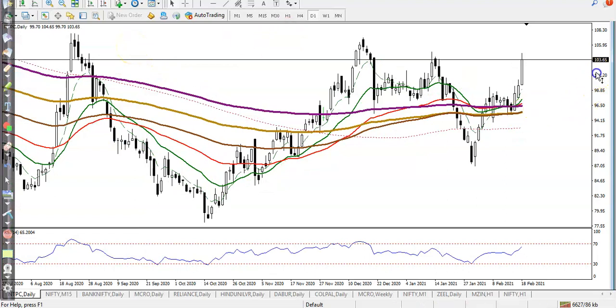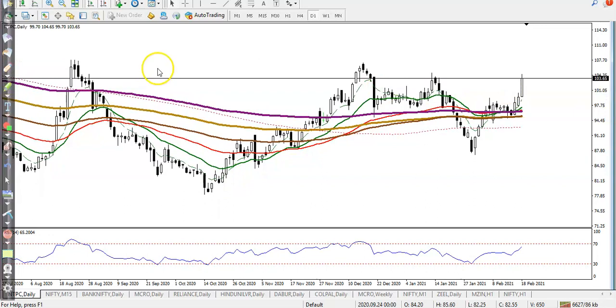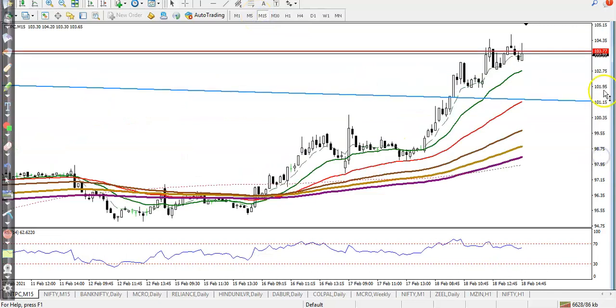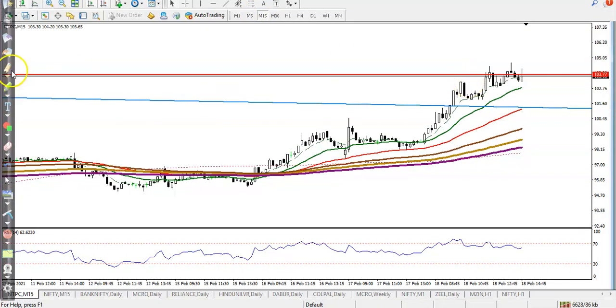Daily time frame, NTPC, and the price broke this diagonal trend line somewhere there. Have you seen? Price was creating lower low, lower high, lower low, and the price broke this area. So in that case, you can see this is the resistance line. Let me draw this resistance line somewhere there, and let's jump to 15 minute. Price is exactly near this resistance line, and we need a breakout. So in that case, we'll use a breakout trading strategy in NTPC.